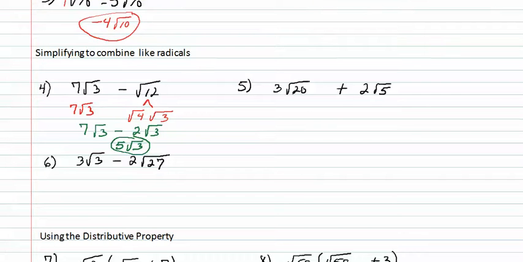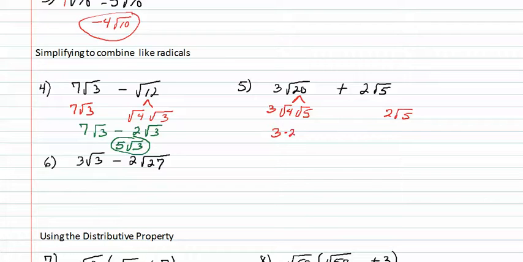Now I've got a radical 20 and a radical 5. Okay, I can't do anything with this radical 5, so I'm going to keep that 2 radical 5. But over here, can I simplify this radical 20? It has a perfect square in it of a radical 4 and a radical 5, because 5 times 4 is 20. They're both radicals, and I'm going to keep my 3. So now I've got my 3. Square root of 4 is 2.